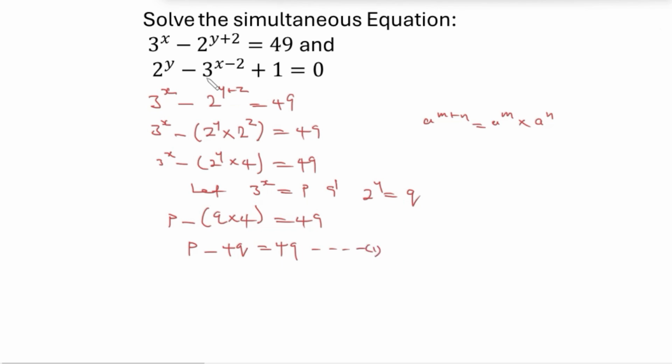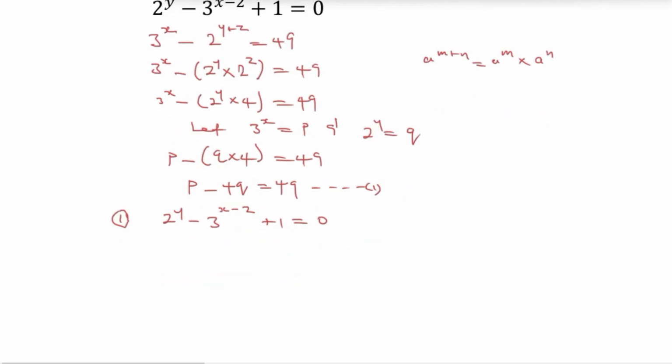So let's take the second. The second one says 2 raised to the power y minus 3 raised to the power x minus 2, plus 1 is equal to 0. So we're going to solve this second exponential equation and then we solve it all together.